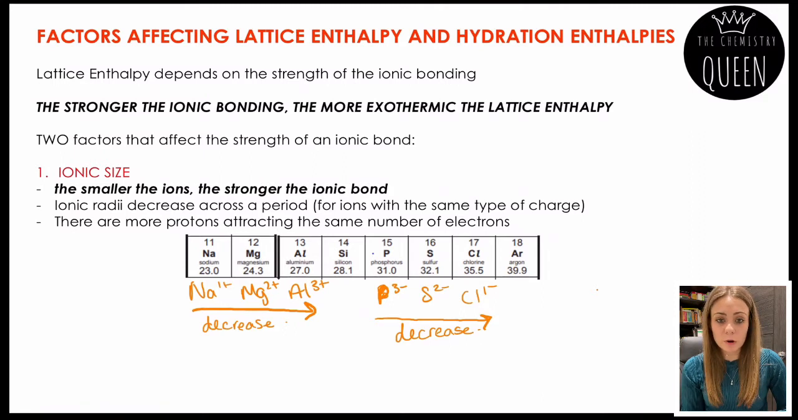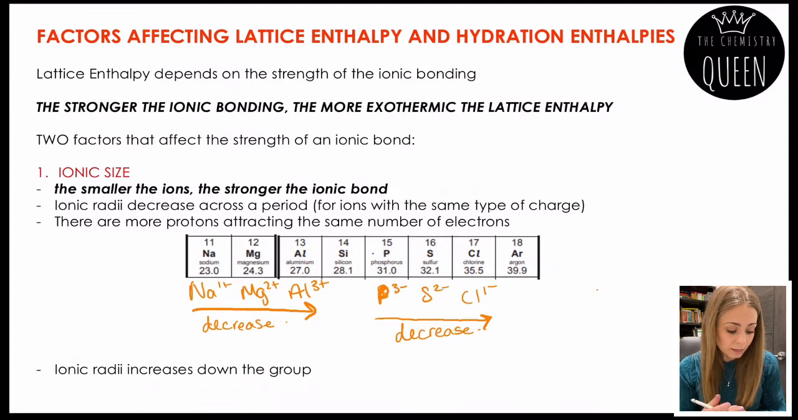So because there are more protons in the nucleus, the attraction between the protons in the nucleus and the outer shell electrons is much stronger, so the electrons are pulled closer towards the nucleus, hence why the chloride ion will have a smaller ionic radius than sulfur and phosphorus. And then as we go down the group, obviously ionic radii is going to increase because going down a group, you're adding a shell each time.